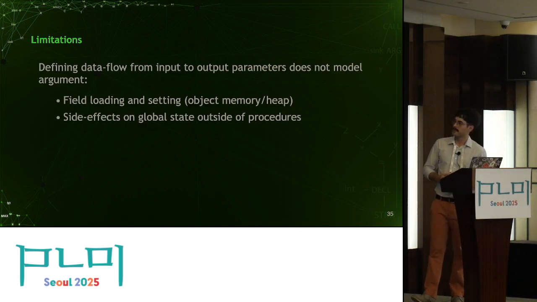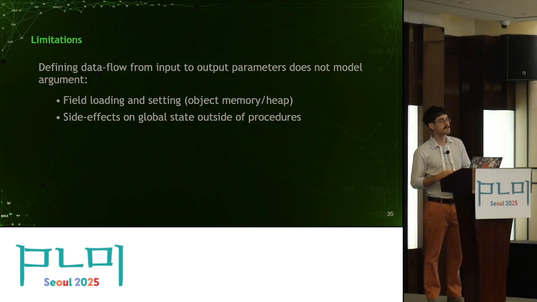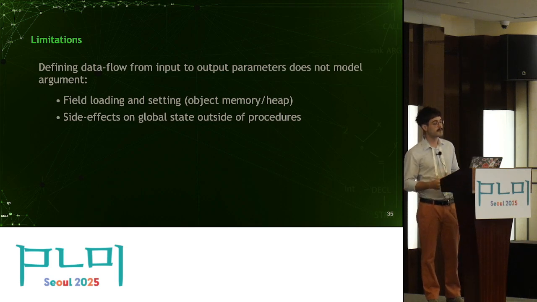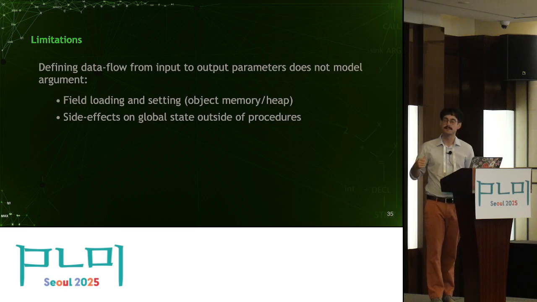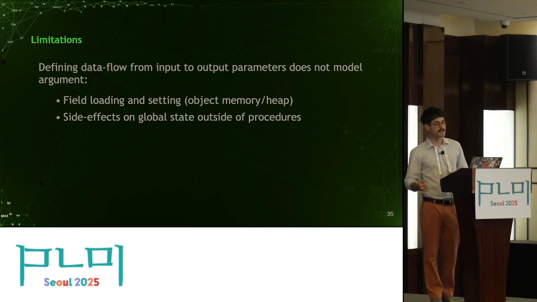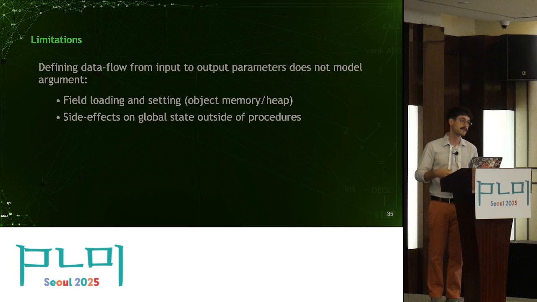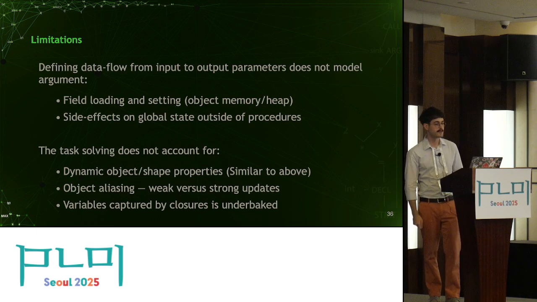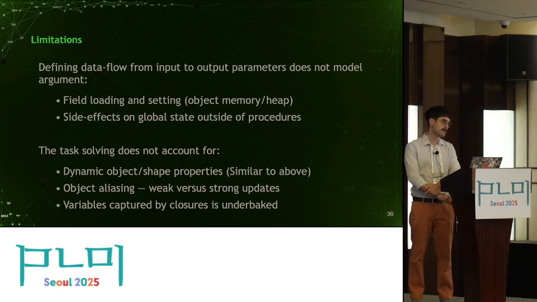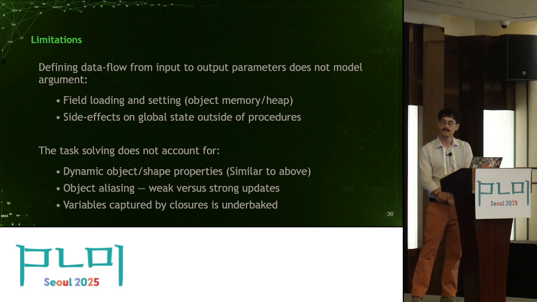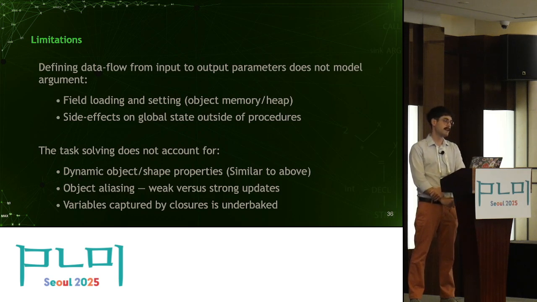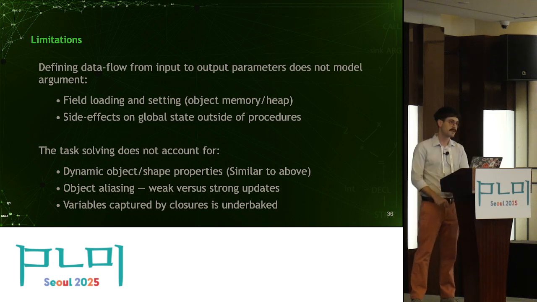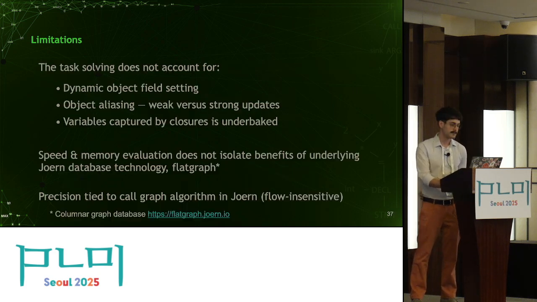Cool, so let's get to the limitations. Obviously, defining data flow from input to output parameters is very simple. While it is an intentional design decision that improves the speed of analysis, it doesn't model field loading and setting in general, object memory and heap, or side effects on modifying global state. The task solving does not account for dynamic object shape properties, so defining properties on the fly. That's something you can do in a lot of dynamic languages. Object aliasing, we do weak updates, and variables captured by closures is not fully baked.